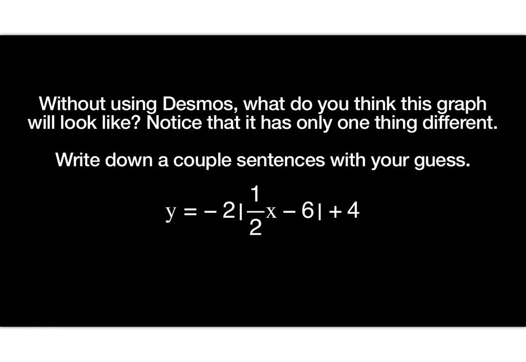So now, without using Desmos, what do you think this graph will look like? Notice that it's the exact same as the other graph. From here to here, it's the exact same. The one difference is this is a -2 now out in front of the absolute value. What do you think will happen? Write down a couple sentences with your guess. Hit pause, obviously. Write some things down. And then you're going to come back and, well, you'll see what happens on the next slide.